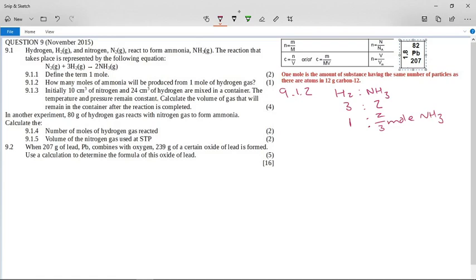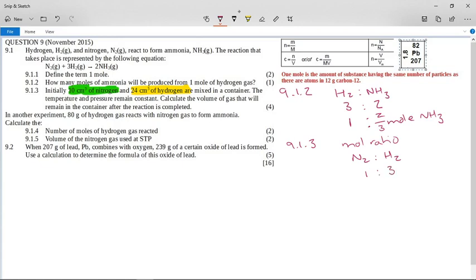Now this 9.1.3, this question is only 4 marks, but before you get carried away with the question, you have to be quite careful. It says to you, initially, there are 10 cubic centimeters of nitrogen, okay, and then there are 24 cubic centimeters of hydrogen. So that's fine. If you look at our equation, the reactants are nitrogen and hydrogen, but the problem is if you look at the mole ratio for this equation, okay, because we're looking at the reactants, the nitrogen and the hydrogen, from the balanced equation, the coefficients are 1 and 3.